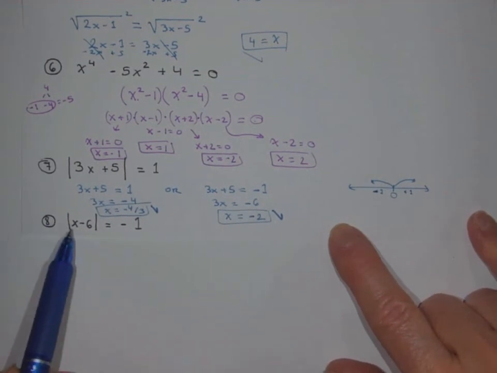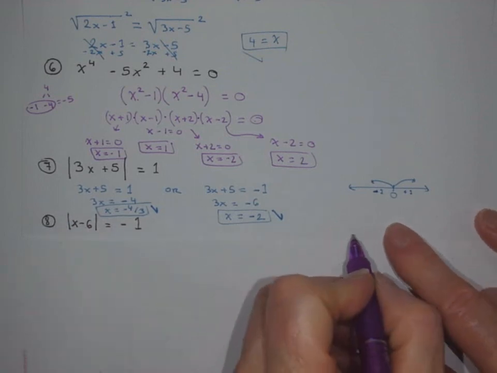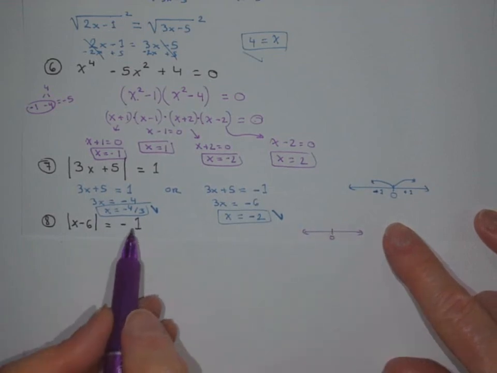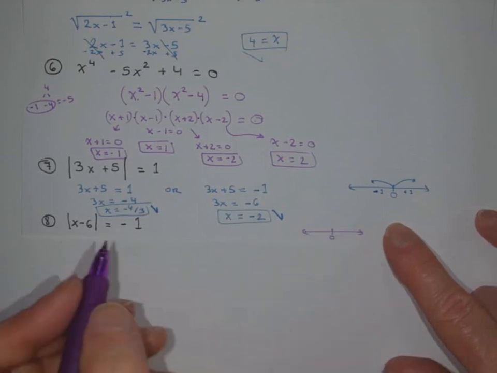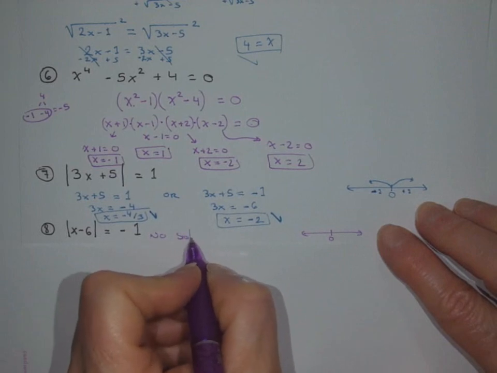Number 8. Number 8 says the absolute value of x minus 6 is equal to negative 1. Now, do remember that we said an absolute value is a distance away from 0. So that means I need to be at a distance of negative 1. Well, a distance cannot be negative 1, right? That's not possible. So this is a no solution case.